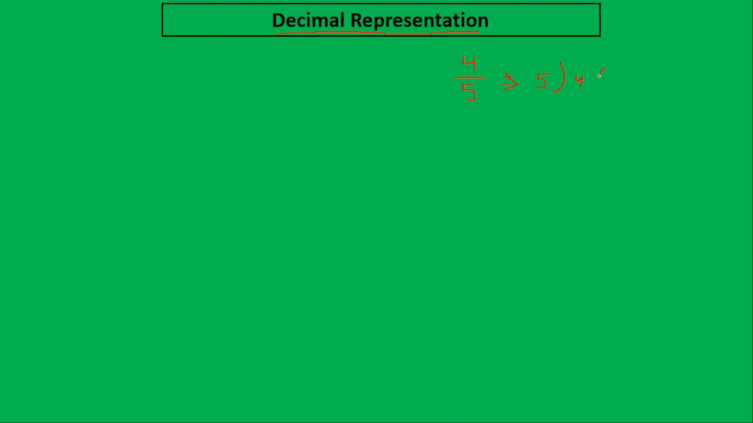So simple mathematics, division: in 5's table, 8 comes at the first place. So 4 by 5 is 0.8. A rational number 4 by 5 can be represented as 0.8.